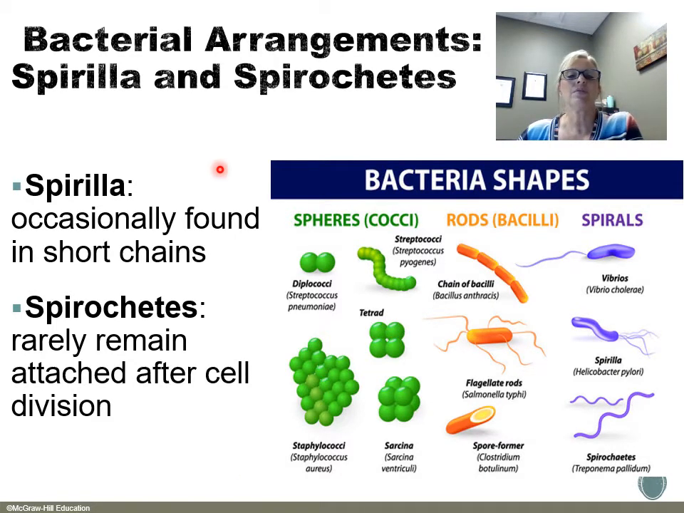All right, so here's another good look at some of these shapes. I really like this picture here. We've got the spirillia and the spirochetes. Spirillia can be found in short chains sometimes. Spirochetes are usually going to be single. And here we have diplococci. This is a good example, Streptococcus pneumoniae. Now it says strep, so it can be in chains, but this particular grouping would be diplo because there's only two. And then here's a streptococci, Streptococcus pyogenes, and that is found in a true chain.